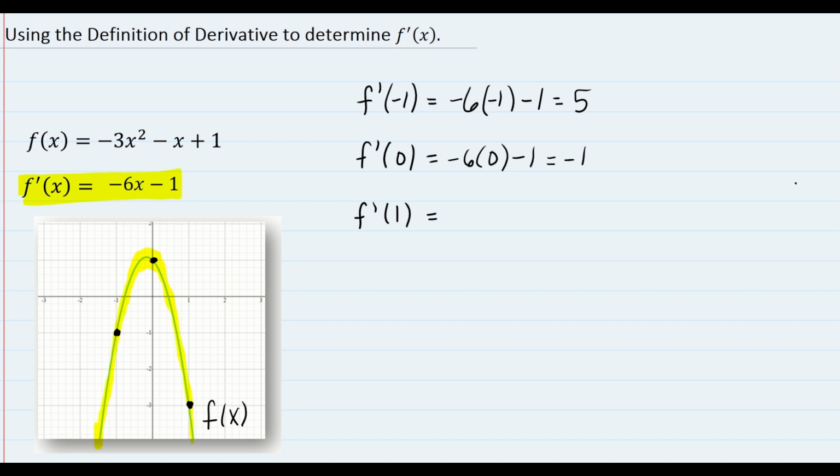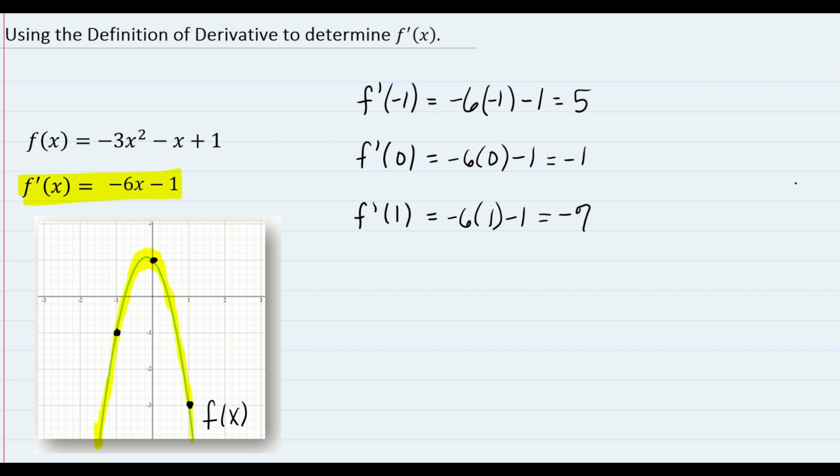And then we get to our f prime of 1. Negative 6 times 1 minus 1 is going to give us negative 6 minus 1, and that's a negative 7. Definitely more steep where we were at x equals 1 than it was when we were at x equals 0.